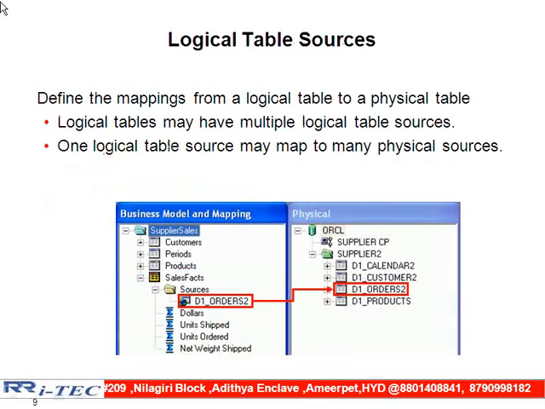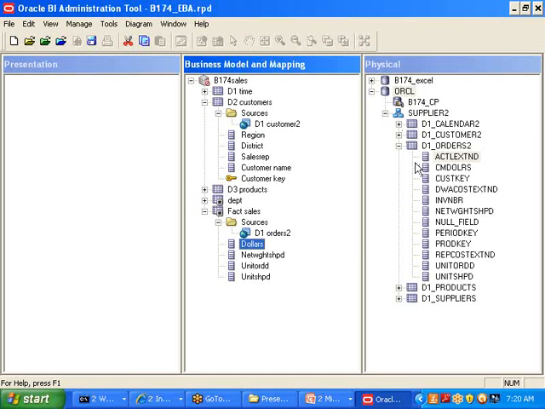Next, let us go for the next one that is called logical table source. It defines the mappings from a logical table to a physical table. I said already, it is the more important object to talk about the logical layer to physical layer, how the mapping is available. Suppose I ask a question: dollars is mapped with what logical column here, or this logical table is depending on what physical tables here.